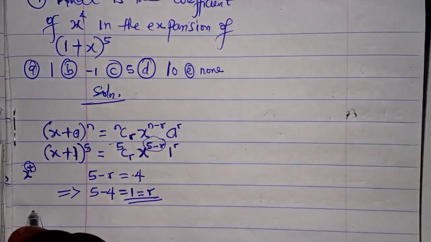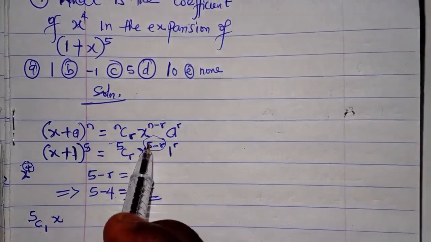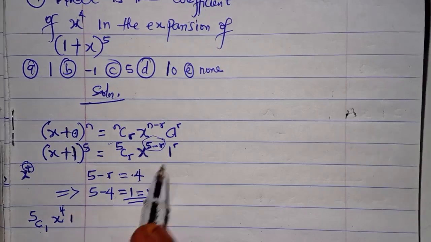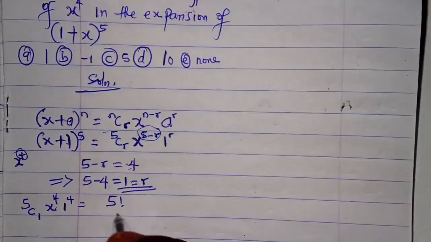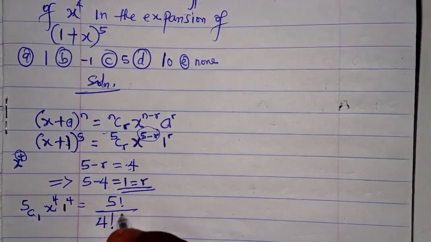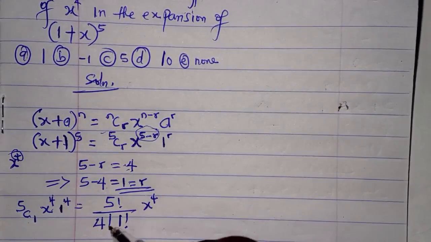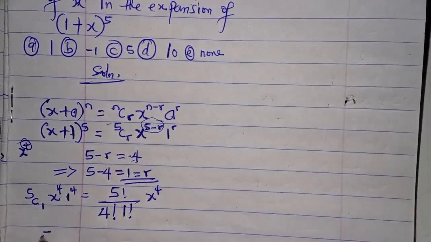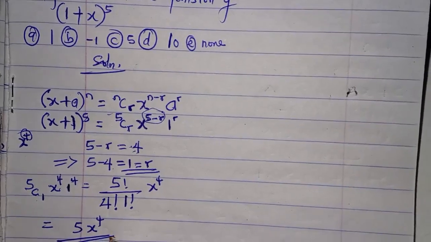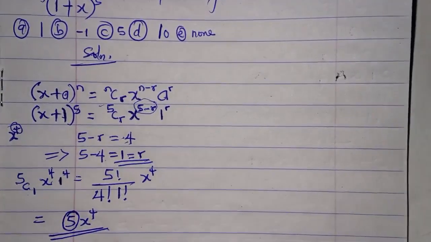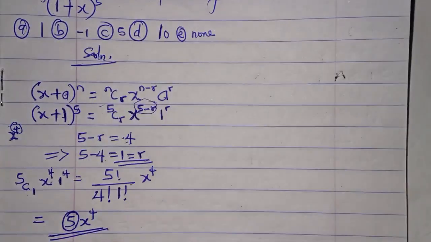So we can say 5 combination 1, rho is now 1, into x to the power of 5 minus 1, which is 4, times 1 to the power of rho. What's 5 combination 1? That's 5 factorial divided by 5 minus 1, which is 4 factorial, times 1 factorial itself, times x to the power of 4. Of course, 1 to the power of 4 is still 1. 5 factorial divided by 4 factorial is 5. 1 factorial is 1, so we have 5x to the power of 4. That means the coefficient of x to the power of 4 here is 5. So 5 is the coefficient of x to the power of 4 in the binomial expansion of 1 plus x to the power of 5. The answer is option C.